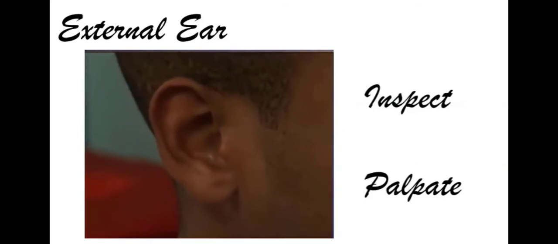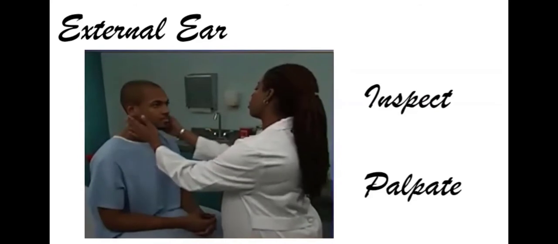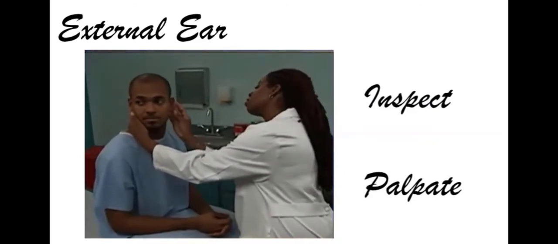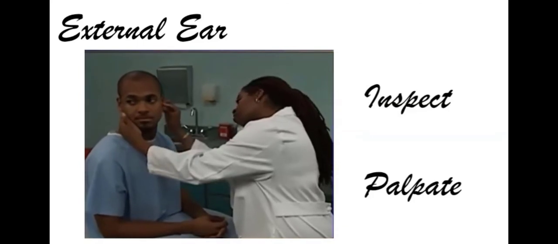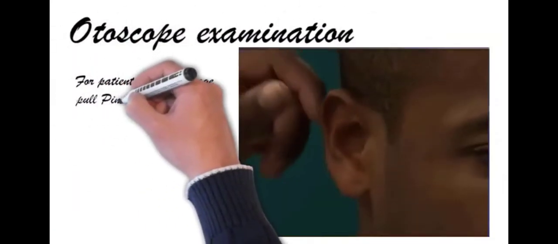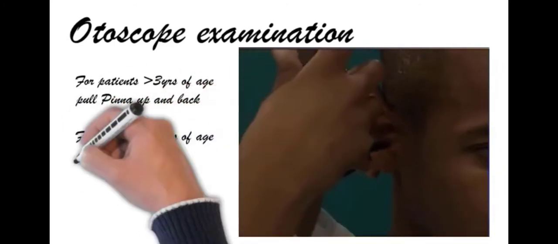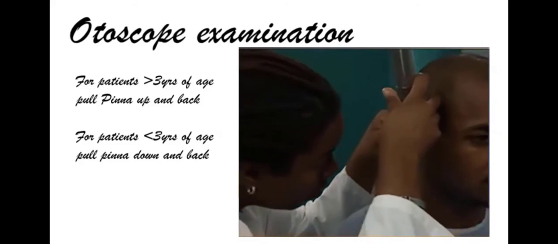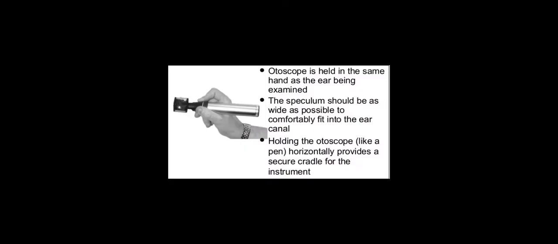Next, palpate along the auricle and especially the ear lobe, in front of the ear and behind the ear for any pain or tenderness. To visualize the tympanic membrane that separates the outer ear from the middle ear, we'll use an otoscope. We hold the otoscope in the same way in which we did the ophthalmoscope. If we're looking at the right ear, we hold it in our right hand.